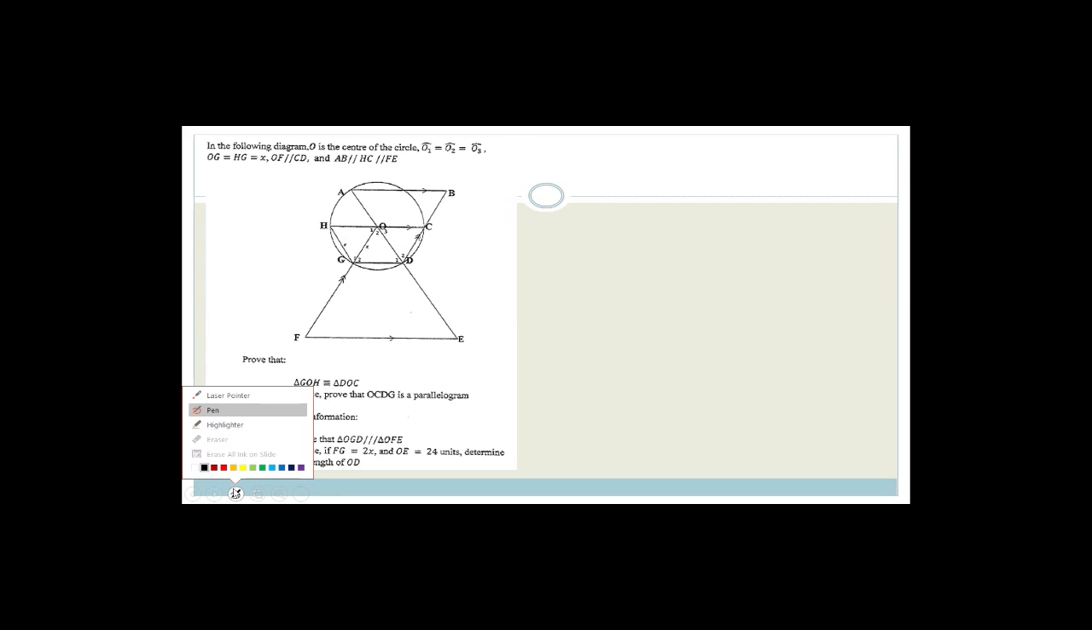Oh, there it is. Okay, so they're telling us that O is the center of the circle. So do you agree that all these lines are equal because they are radii of the circle? So all of these are equal, okay? They also tell us that angle O1 equals O2 equals O3. Then they tell us that OG, which we know is red, is equal to HG, which happens to be X. So this is X, this is X, this is X, this is X, and this is X, okay?